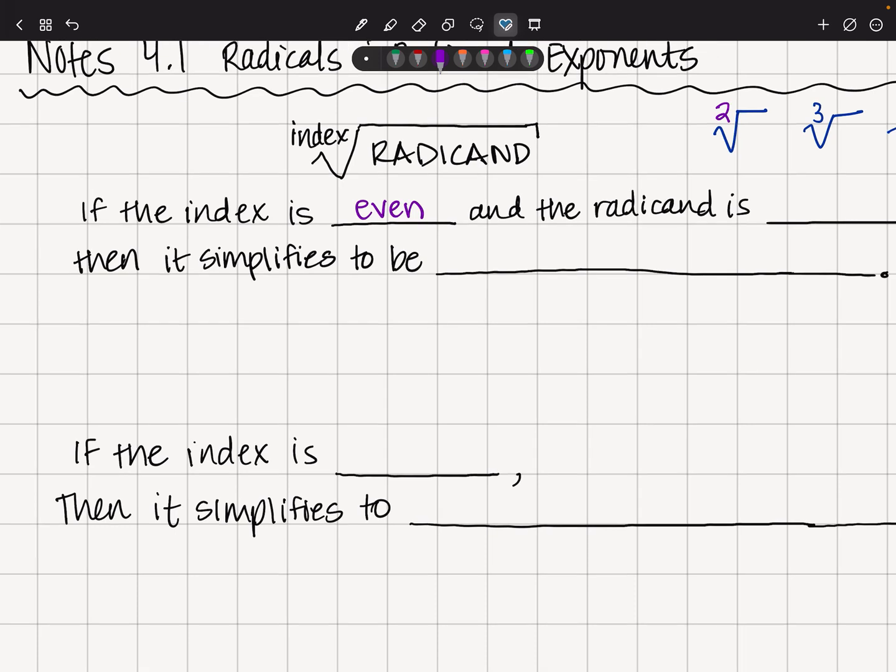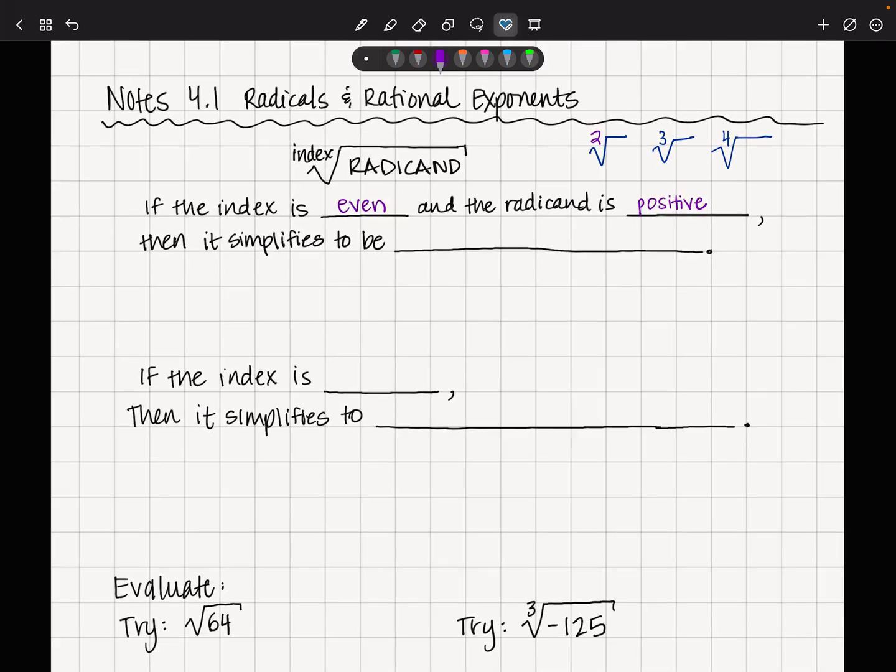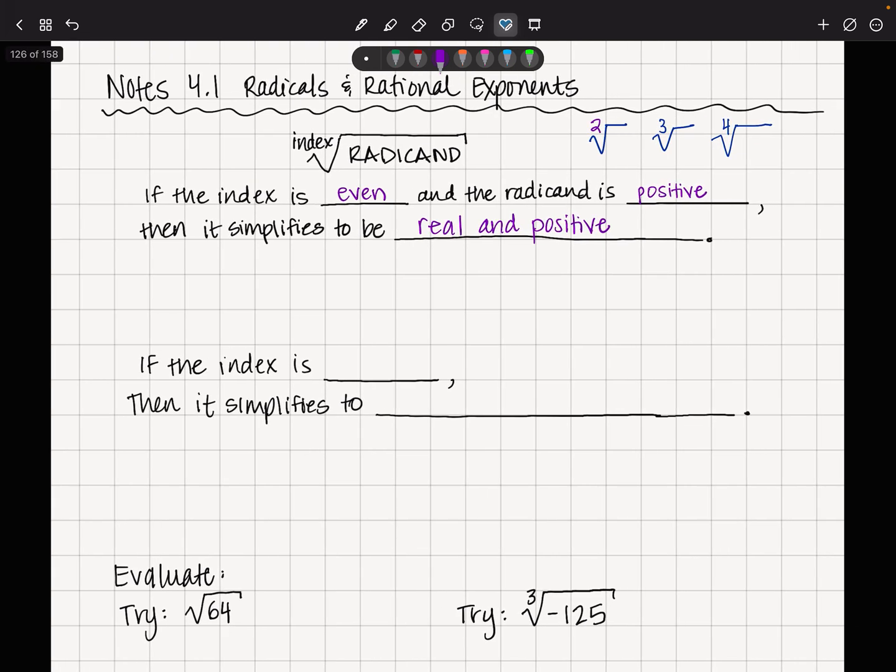and the radicand is positive, then it's going to simplify to be real and positive. For instance, if we have the square root of 25, that's going to equal 5. The index is even, the radicand is positive, so it simplifies to a positive number that's real.